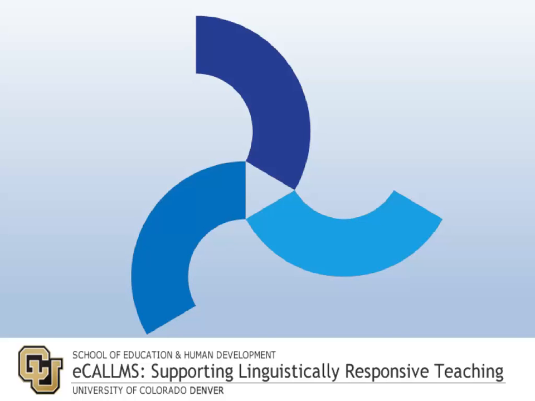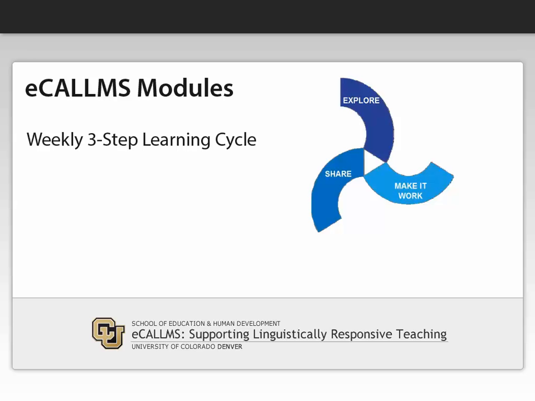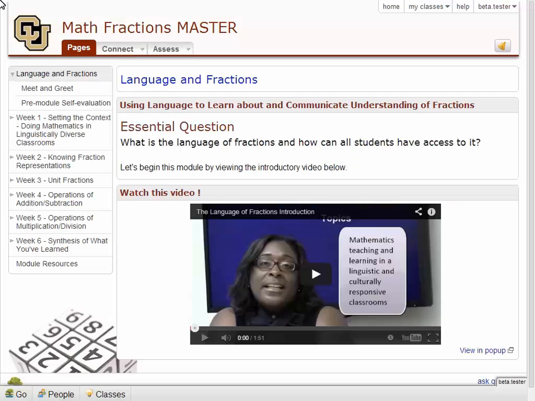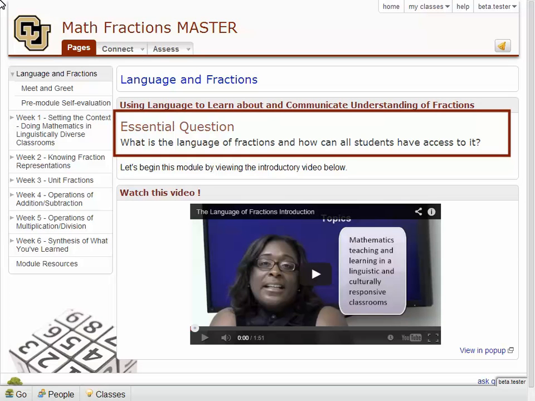Next, let's look at the learning model for the eCALLMS modules. It is a 3-step cycle that repeats over a 5-week period. The 3 steps include explore, make it work, and share. This is the eCALLMS module on math fractions. Each module has an essential question like the one shown here: What is the language of fractions and how can all students have access to it?